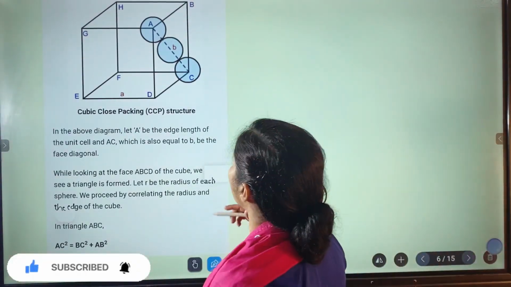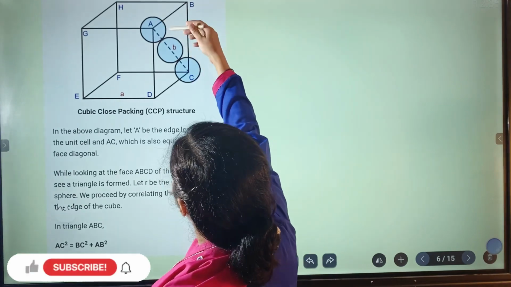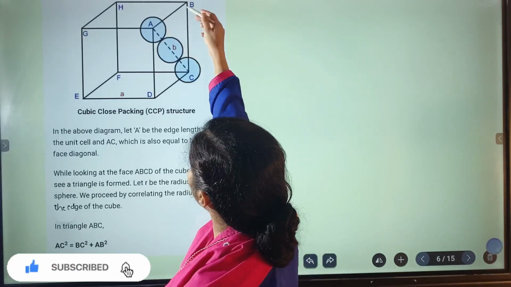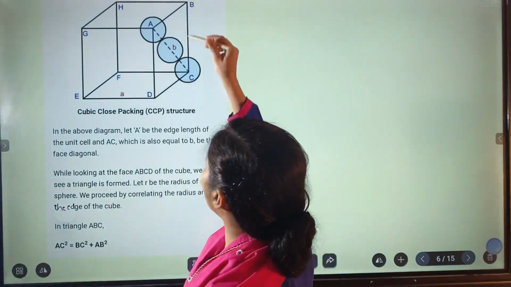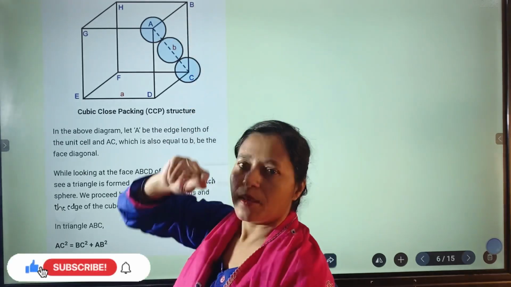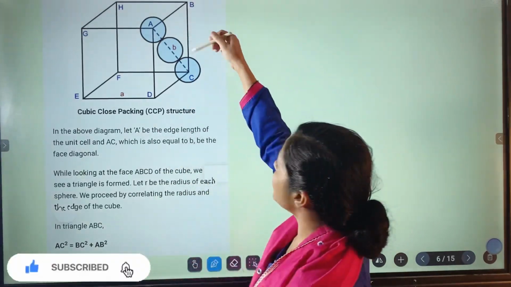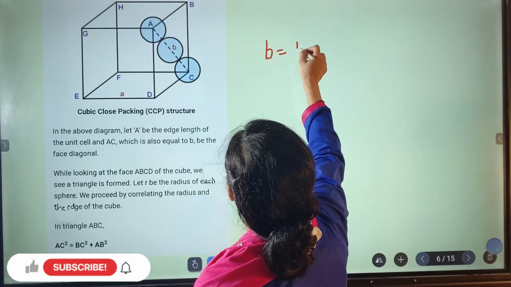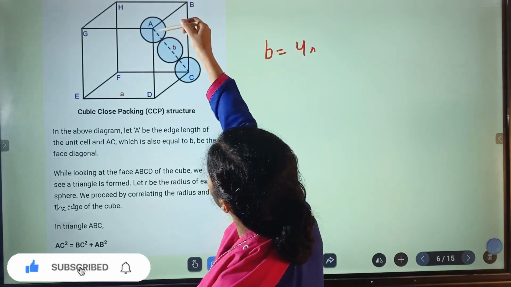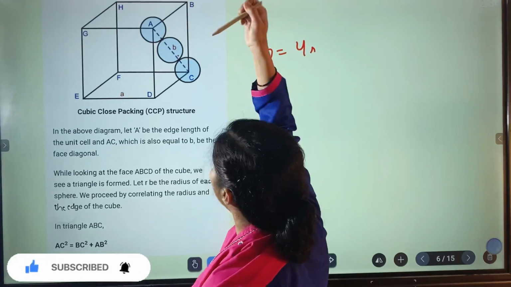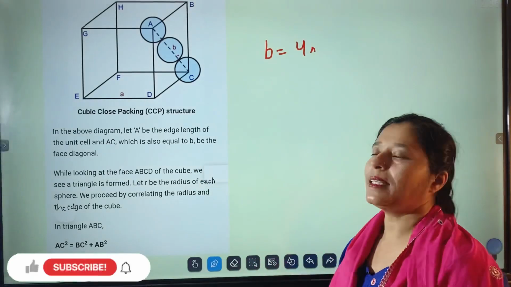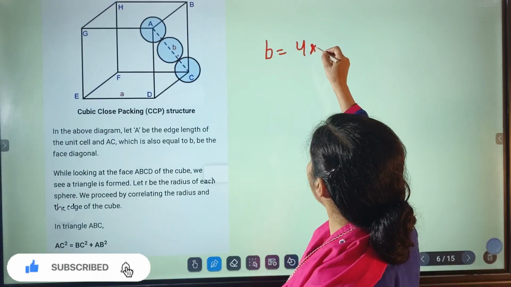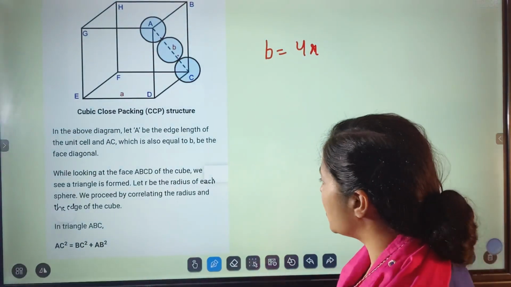In the above diagram, what you are seeing is that there is a diagonal AC, and AB and BC are the edges of this cube. We are taking AB and BC equal to small a, and this AC we are taking as b. So in this you can clearly see that b is equal to 4r. One radius, second, third and fourth. So in this way we can say that the value of AC is equal to b, and actually b is equal to 4r, that is 4 times the radius.